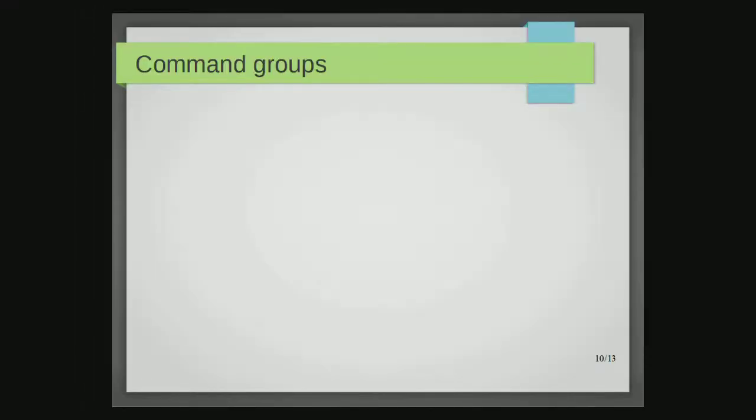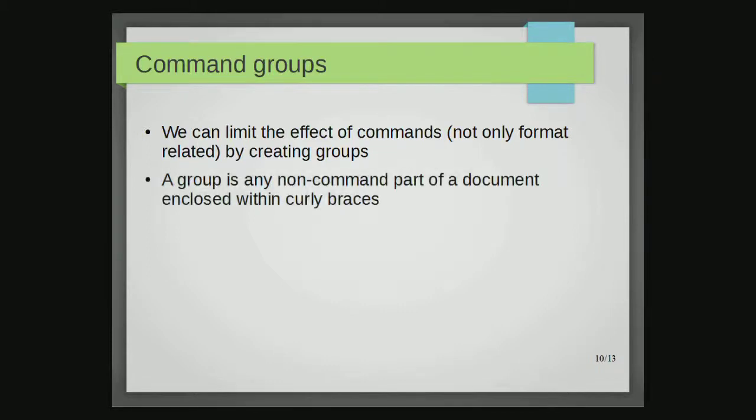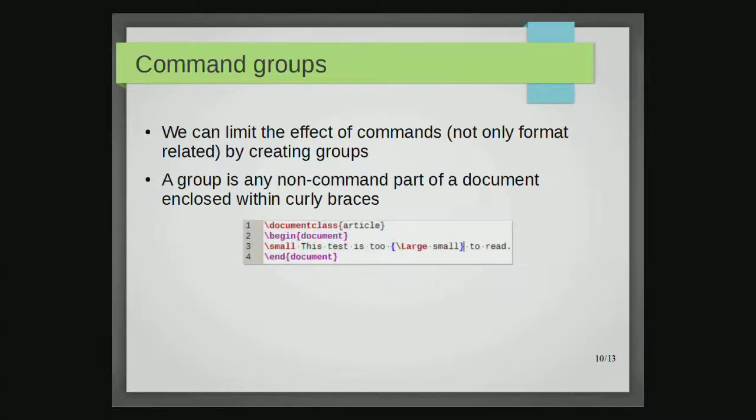So how can we make it easier to apply very localized changes in font style? Well, here come into play command groups. We can limit the effect of commands, and not only format-related commands, by creating groups. And groups are any non-command part of a document that is enclosed within curly braces. Now remember that if instead we are using curly braces after a command, that means that we are actually passing an argument to that command, if the command requires one. So for example, we could enclose \large and then the word small in between curly braces to create a group, and this would limit the action of the \large command to the small word.